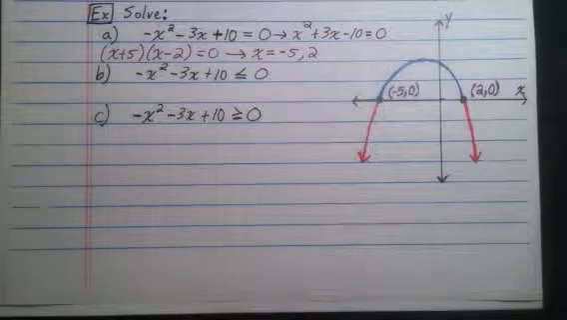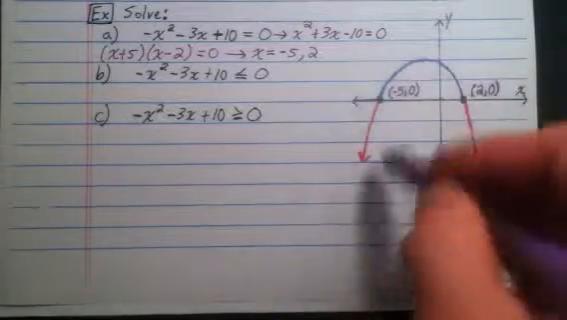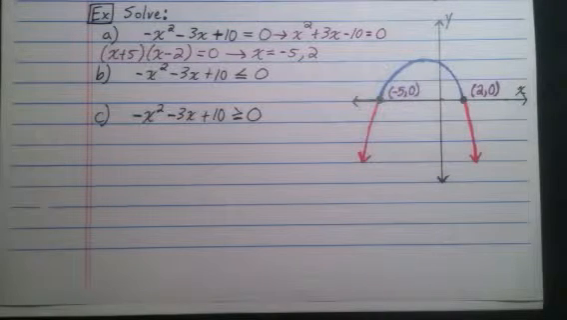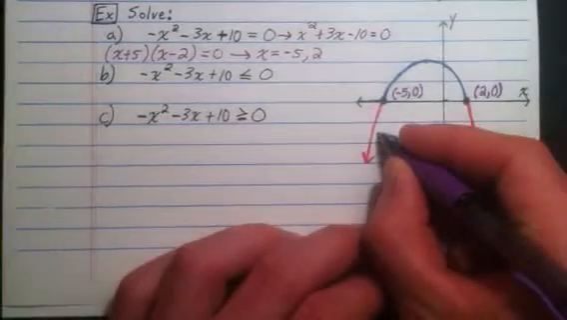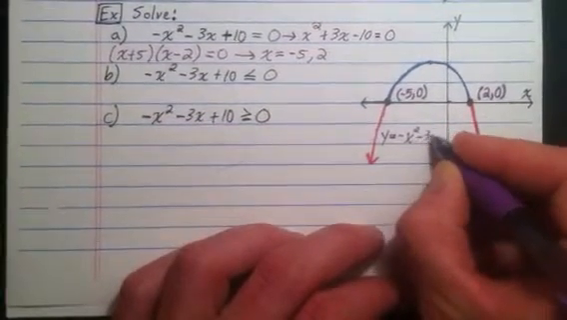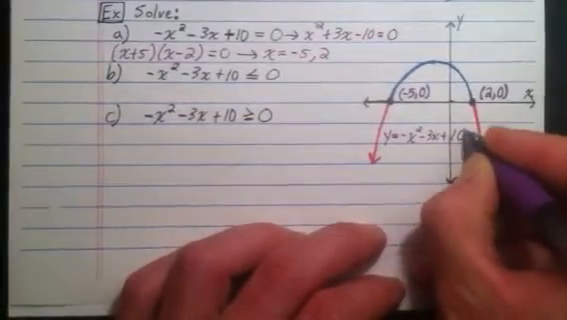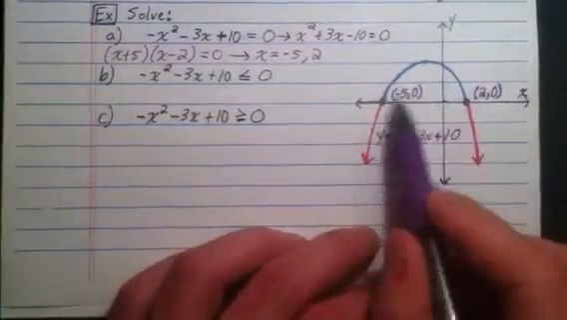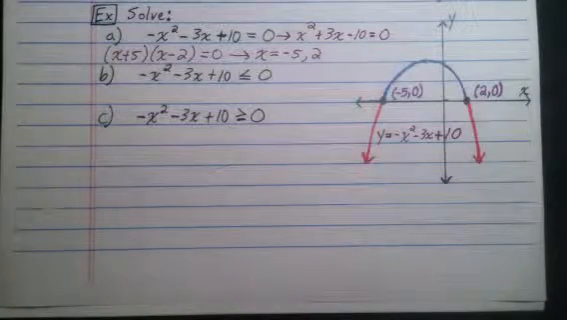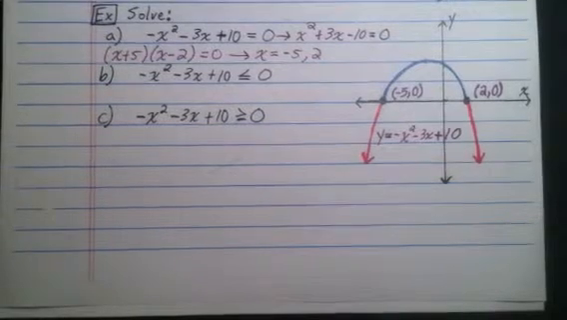So that gives us that part. We know it's going to open downward because the original equation is a negative x squared. And what we have pictured in front of us is the graph of y equals negative x squared minus 3x plus 10. We have our x-intercepts drawn in, and we know it opens downward. So let's solve the two inequalities now for part B and part C.